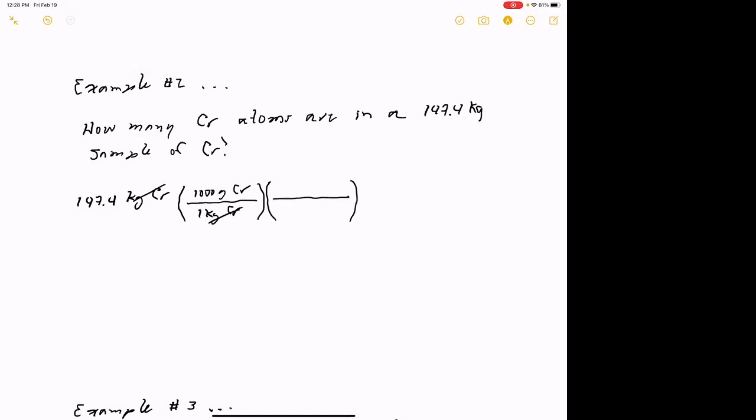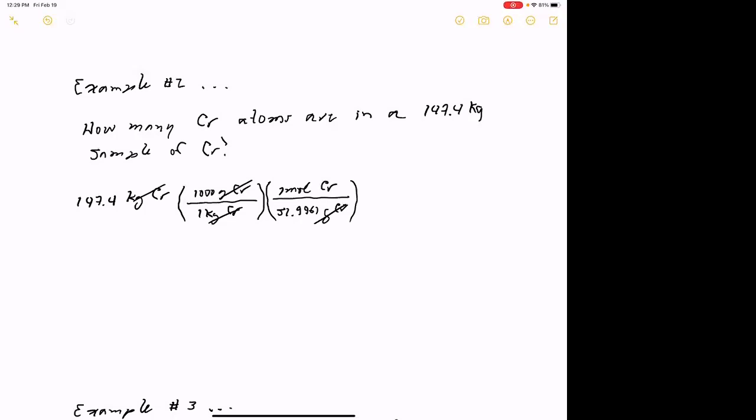So I always like to think of mole as my central unit. Okay, so if I'm not sure where to go, you can't go wrong by going to the mole. The mole can get you in whatever direction you need to go. Okay, so from the periodic table, I can see that 1 mole of chromium has a mass of 51.9961 grams of chromium. Okay. So now what you're going to notice is that grams of chromium cancel with grams of chromium. I've got moles of chromium now.